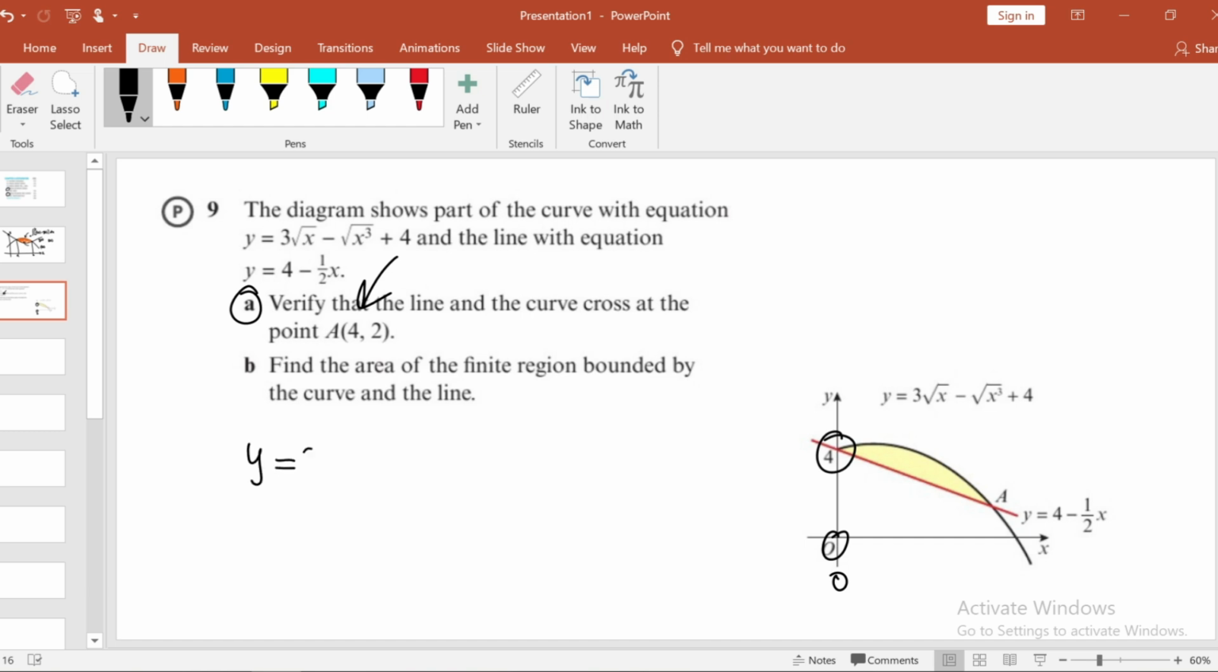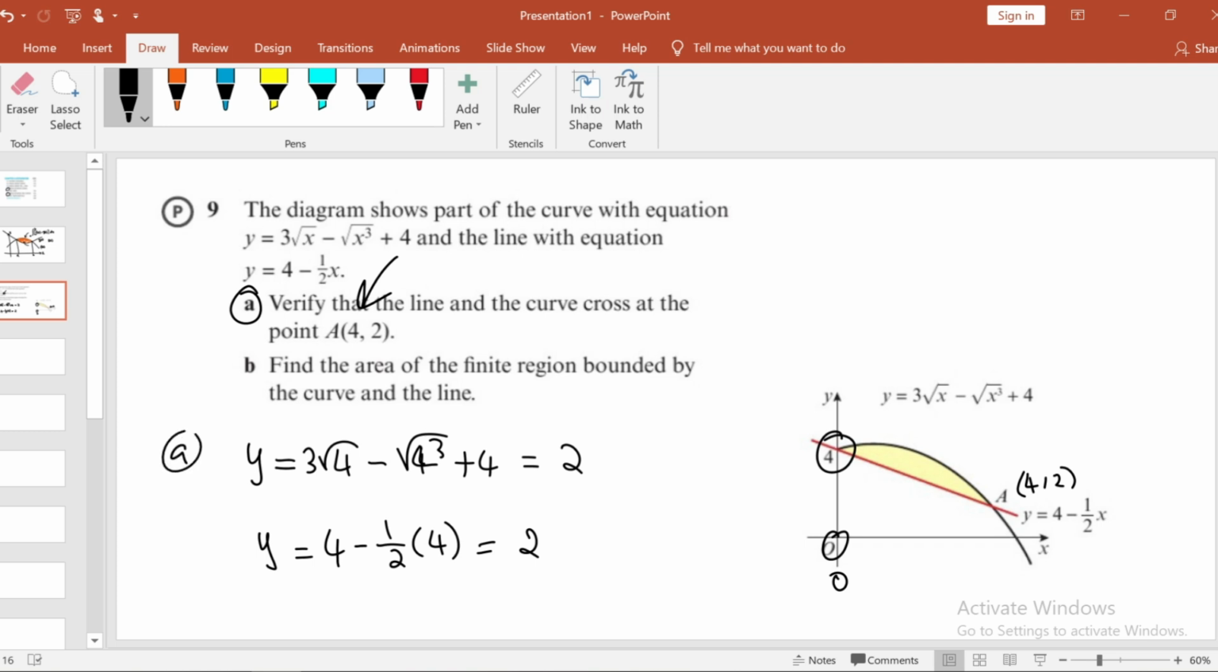So y is equal to 3 square root of 4 minus square root of 4 cube plus 4, which is 6 minus 8 plus 4, 2. At the same time, you sub in the equation of the straight line, you get 2. Therefore, A is the point of intersection of these two. Understand? You have to sub into both straight line and the curve. That's how you prove it's a point of intersection. So we got the point A, 4, 2. Do you want to copy this first? Okay.